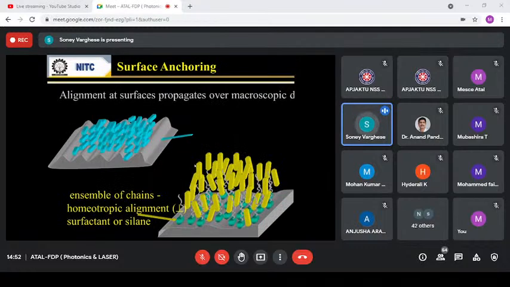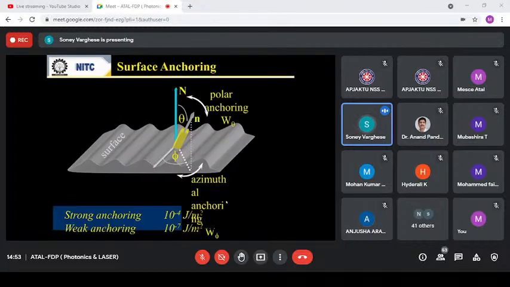And also the surface is very, very important. The orientation of these molecules depends on the surface. For example, a molecule can lay flat on the surface, so we call it a planar arrangement, or the molecules can stand up like this, so we call it homeotropic alignment. Different types of alignments are there. For example, in in-plane switching we are using planar alignment, but for vertical alignment we are using homeotropic alignment. In that case we are using a negative dielectric material. So this is surface anchoring.